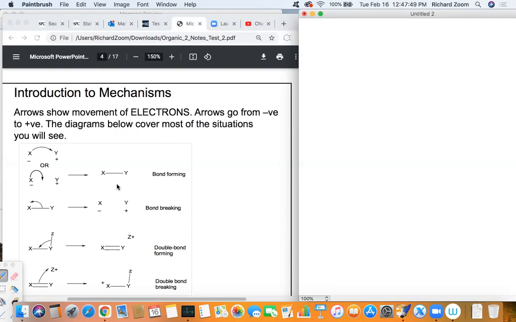So when we're dealing with mechanisms, we're always looking at the movement of electrons. So you'll find typically that arrows start at centers of negative charge and go towards centers of positive charge. When we're trying to express a bond forming, there's two ways we can do it. We can have the electron come from the X and go to the Y, or we could even have the electrons come from the X and go into the space between the X and the Y. The story we're trying to tell there is two electrons from the X are being used to form a bond with the Y. Does anybody have any questions so far?